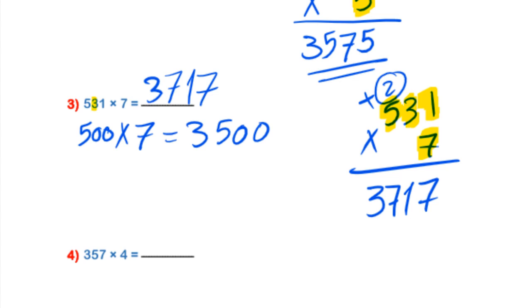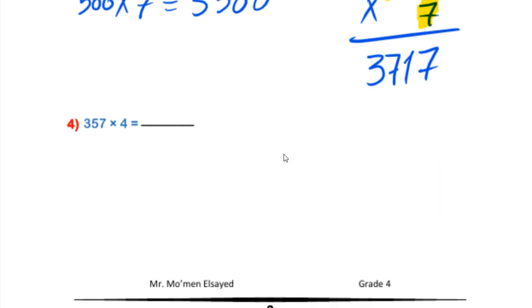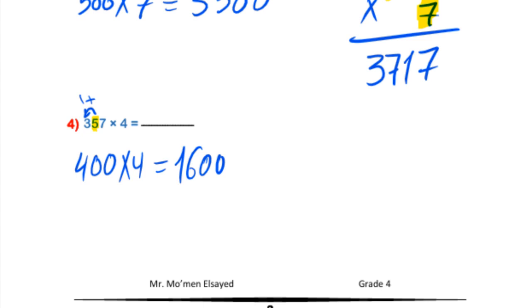Great job. Obaid, tell me the next one. 400 multiplied by 4. We have 5 here. 5 is a strong number, so it gives 1 to 3, it becomes 4, and put the zeros, multiply by 4. Equals 1,600. So that's our estimate. Thank you very much. Great job, my dear.